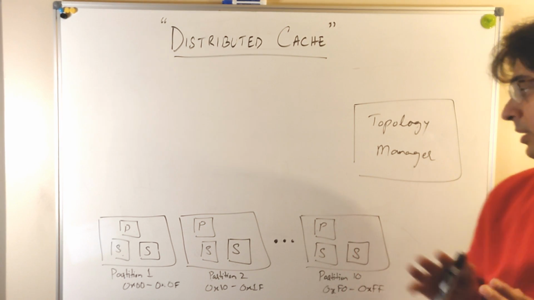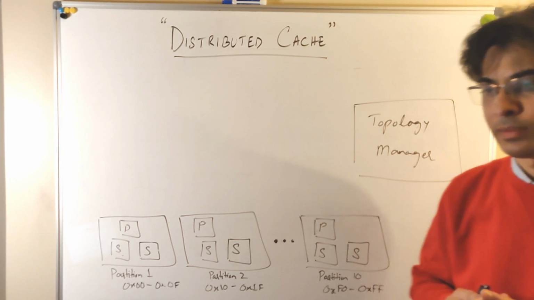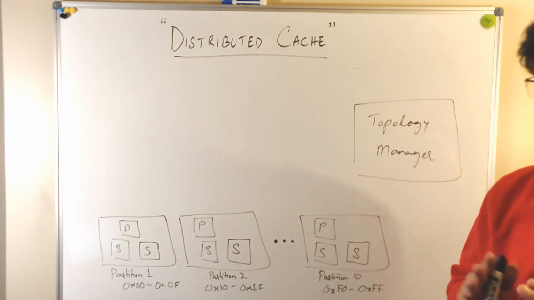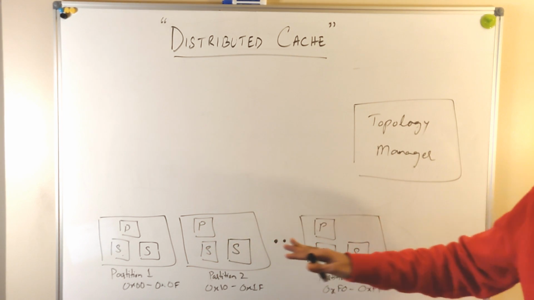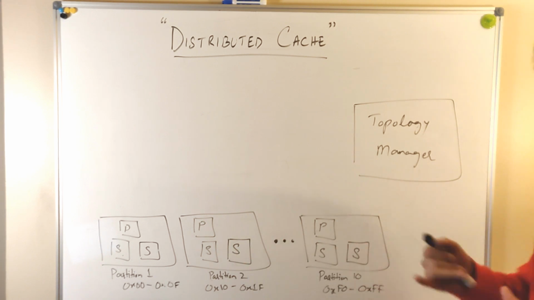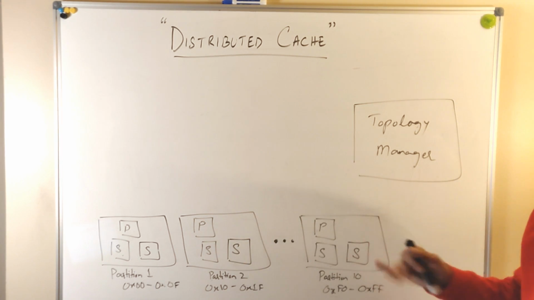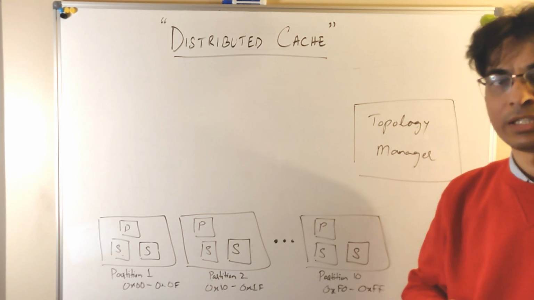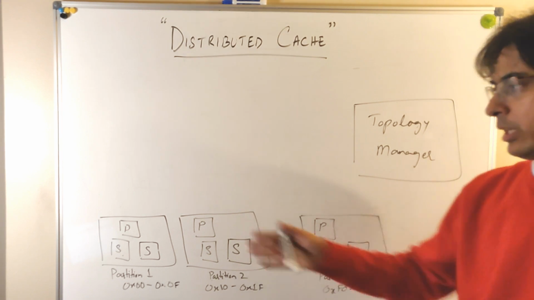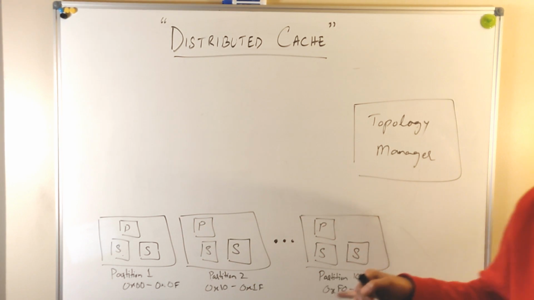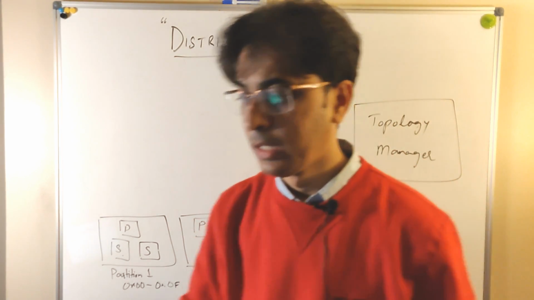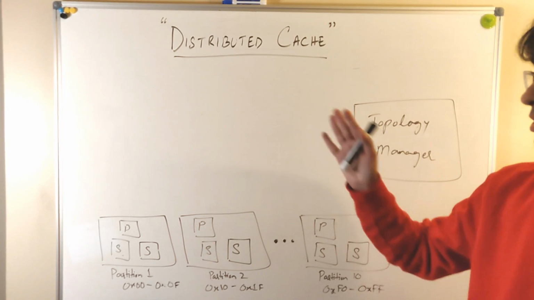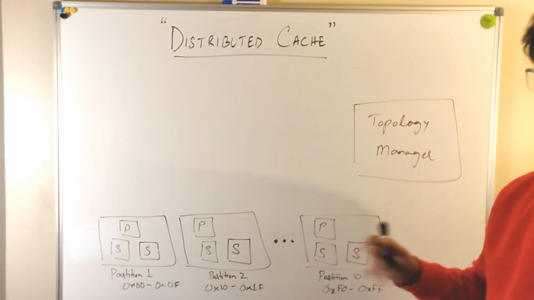This information will be stored in the topology manager. The topology manager is responsible for configuring different attributes of the topology of the distributed cache. What are the different attributes? The number of partitions, the number of replicas in each partition, the primary and secondary replicas, the range of hash keys which each partition serves, etc. Now there are two mechanisms by which the application servers in a service can access the distributed cache.